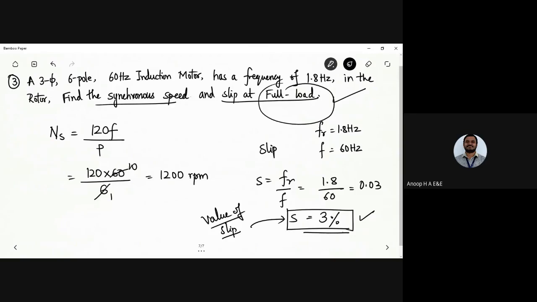Let us understand what we did here. We calculated the synchronous speed. Next, the slip relates to the rotor frequency: S equals FR by F, which gives a slip of 3%.